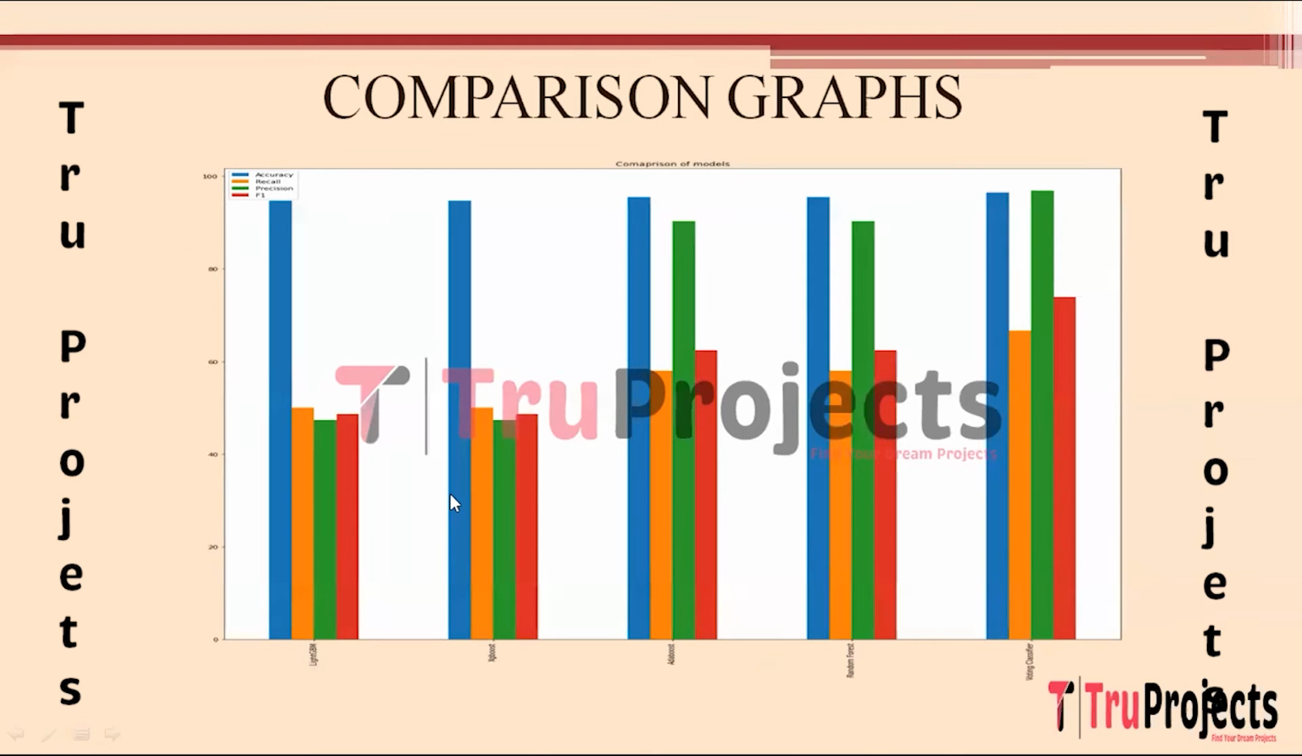Precision measures the accuracy of positive predictions, indicating how many predicted positives were actually correct. Recall measures the ability to identify all relevant instances, showing how many actual positives were correctly predicted. And F1 score combines precision and recall into a single metric, balancing accuracy and completeness in predictions. So, the algorithm which is best performing in all the performance metrics will be used for predictions.